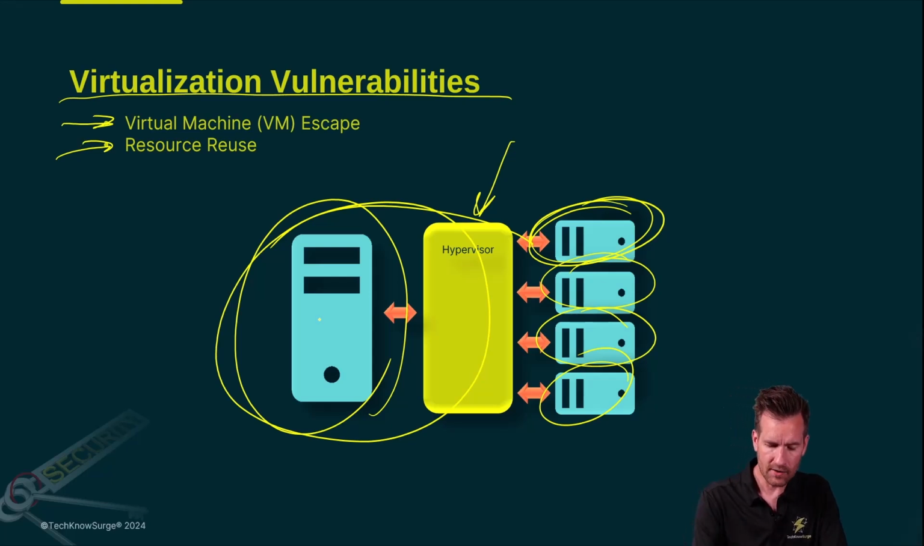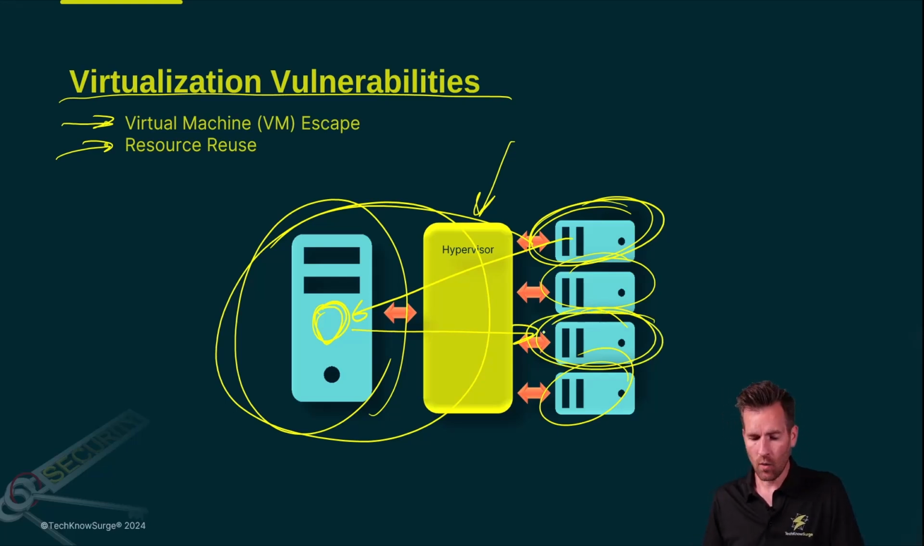We also have some problems when it comes to resource reuse. That is, there's some allocation that happens. Let's say one machine gets allocated some disk space or memory usage, and then that gets reallocated later on because these are all shared resources, so it gets reallocated to another device. Well, this other device may then have access to some of the prior information that the other machine was storing there.